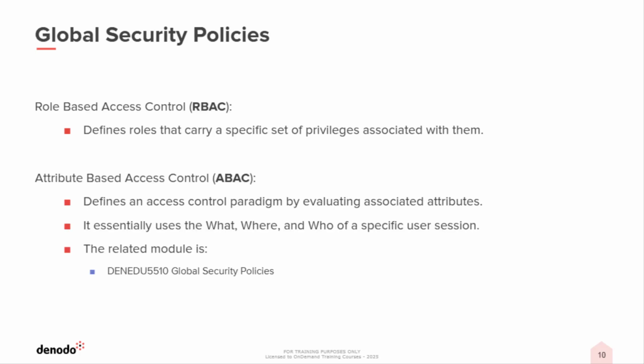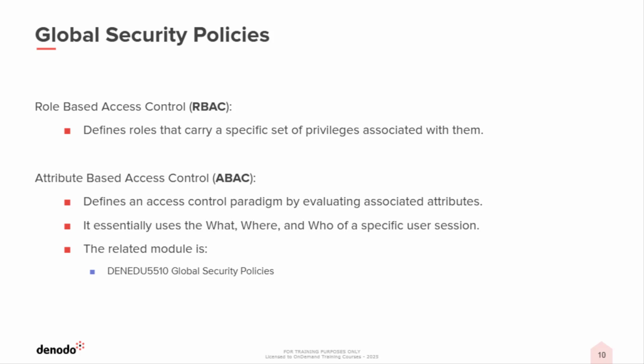During the first modules of the course, the privileges shown are based on roles. Role-based access control, or RBAC, defines roles that carry a specific set of privileges, which are then assigned to subjects. In contrast, attribute-based access control, ABAC, is another access control model that restricts access based on the attributes of the connected session. This essentially considers the what, where, and who of a specific user session. With ABAC, administrators can achieve finer-grained control over privilege assignments.